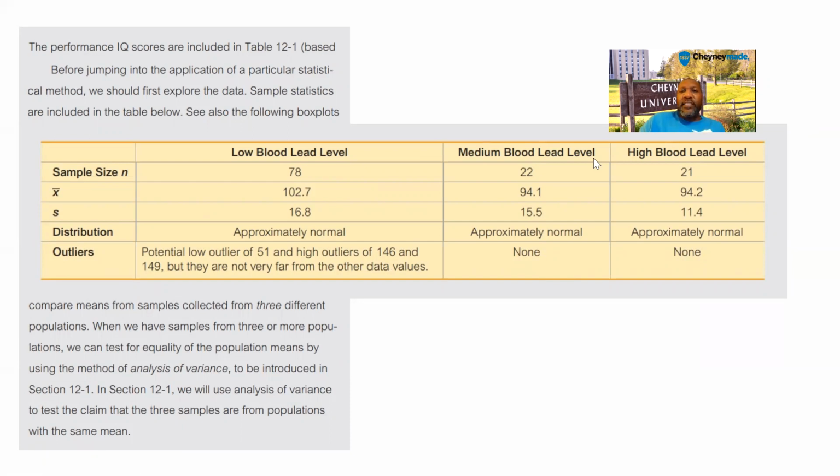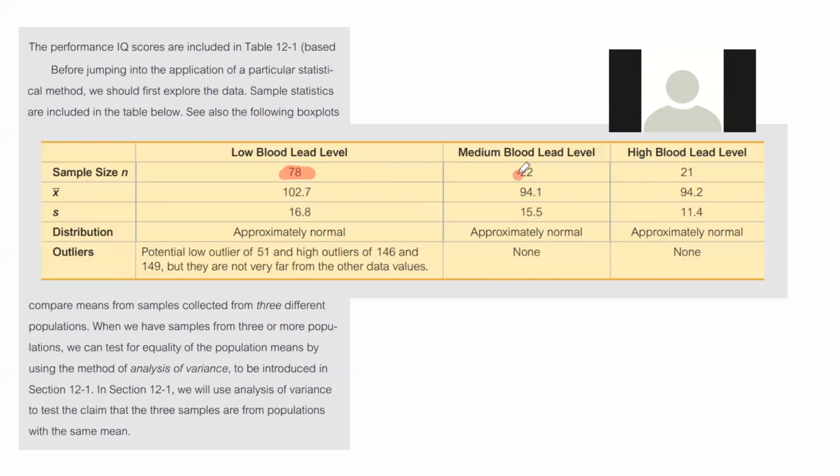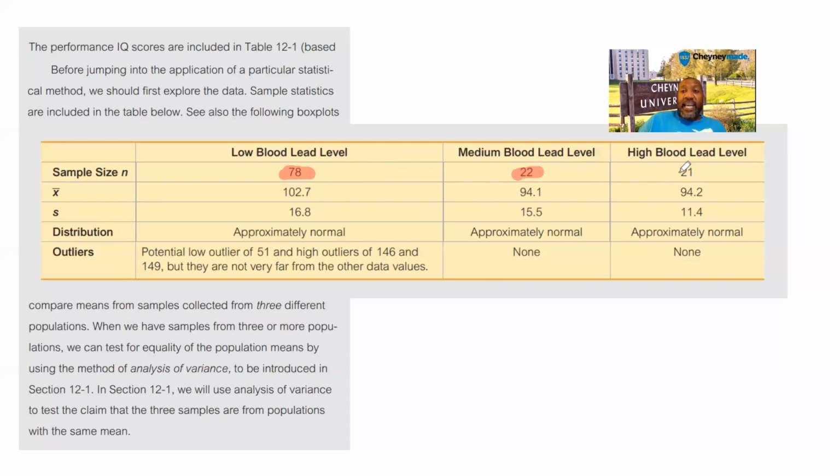And this is the beauty of using sample statistics because it helps you summarize information in ways that make sense, right? I was looking at that chart. I didn't feel like counting. There are 78 children who are in the low blood lead level group. How many children are in the medium blood level group? 22. All right. And there's one less than that in the high blood lead level group.